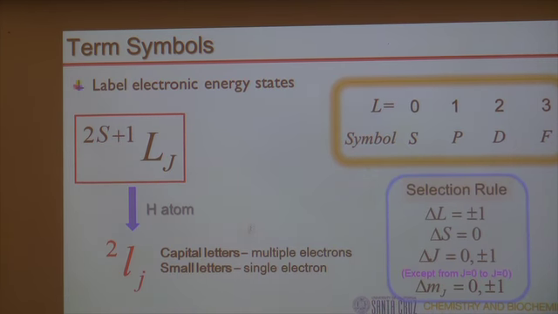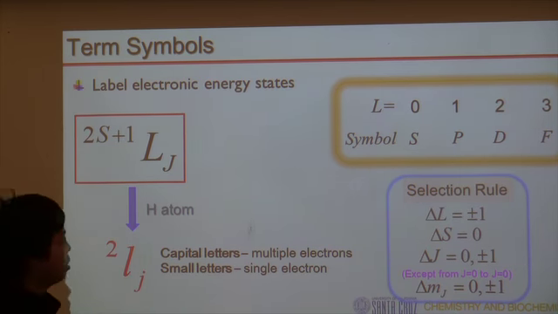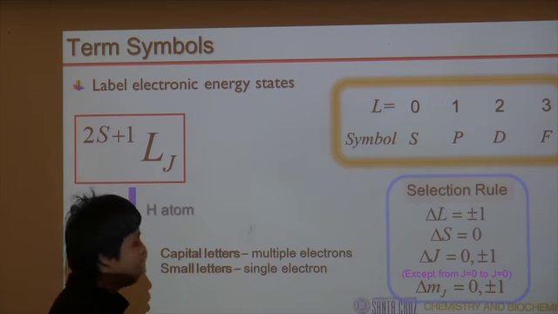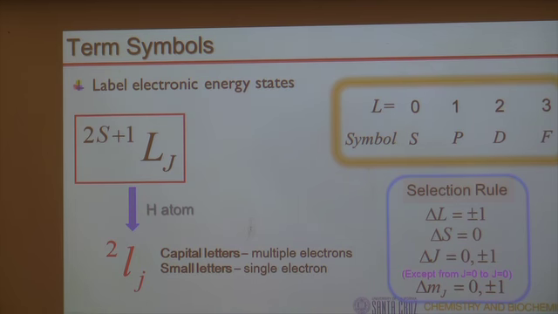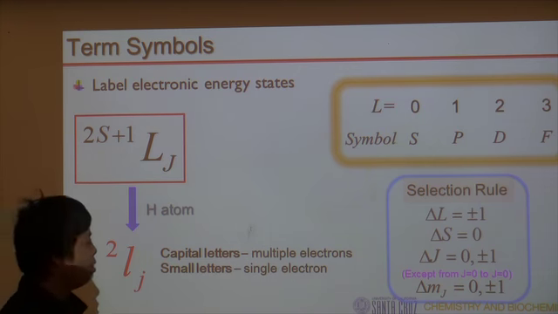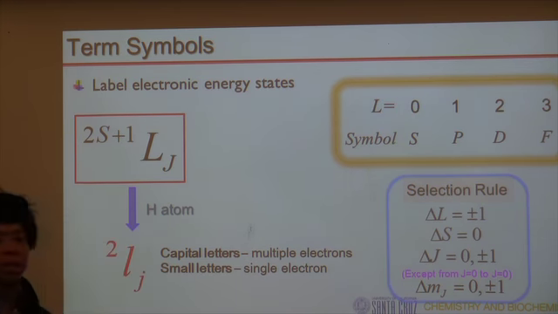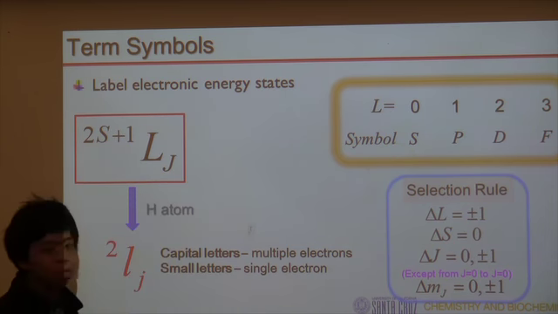The selection rules. For a transition involving two electronic energy states, they should follow these four requirements. The first one, the change in the quantum number L should be plus or minus 1. So it must change, and it must change by 1. The second one, delta S: the quantum number S should not change. The third one is delta J. Delta J can be 0 or plus or minus 1. You can change or not change. But if delta J equals 0, make sure it's not from J 0 to J 0.